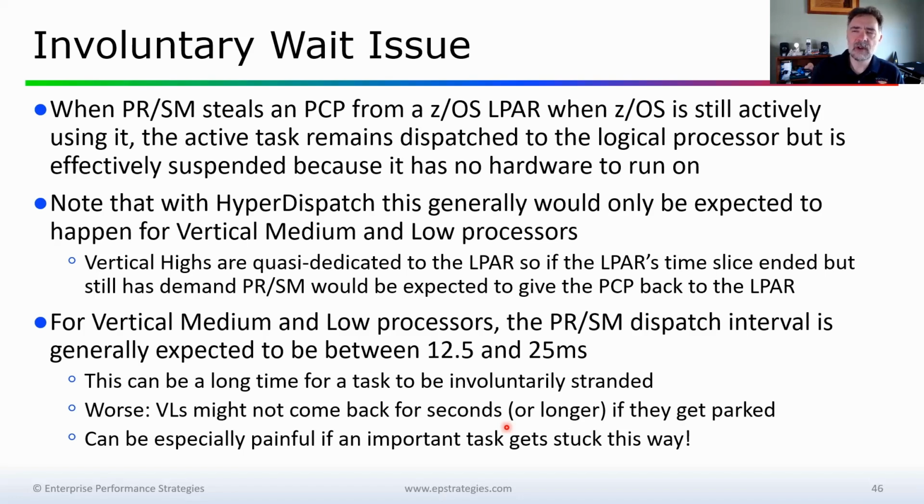Now, for the vertical mediums and the vertical lows, the documentation says the Prism dispatch interval is generally expected to be between 12.5 and 25 milliseconds. If you do the math, in most configurations, it's probably going to be closer to 12.5 than 25. 12.5 milliseconds is a long time in terms of CPU processing. You can do a lot of CPU work in 12.5 milliseconds. So this can be a long time for a task to be involuntarily stranded. And the worst case scenario is the vertical lows, right? So if you have a task that's stranded on a vertical low, what happens if HiperDispatch goes, oh, wait, the other LPARs need this capacity and parks that vertical low? It could be seconds or longer before that vertical low gets unparked. So this could be especially painful if an important task gets stuck there.